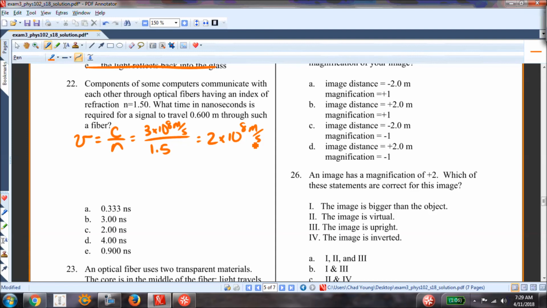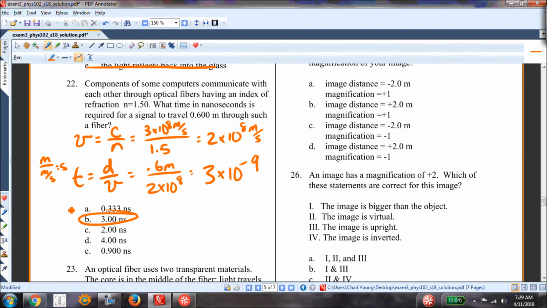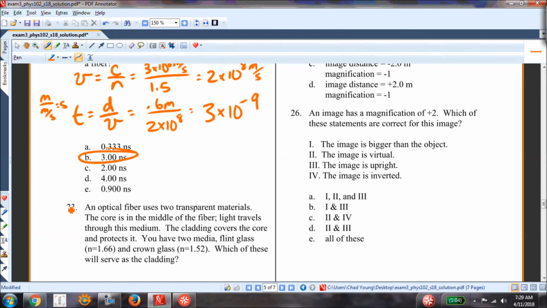Then I want to figure out how long it takes. Well, time is equal to d divided by v. If you don't believe me, look at our units. That's meters over meters per second, which is equal to seconds. That's going to be 0.6 meters divided by 2 times 10 to the 8th. That's 3 times 10 to the minus 9, or 3 nanoseconds. So B is right for 22.